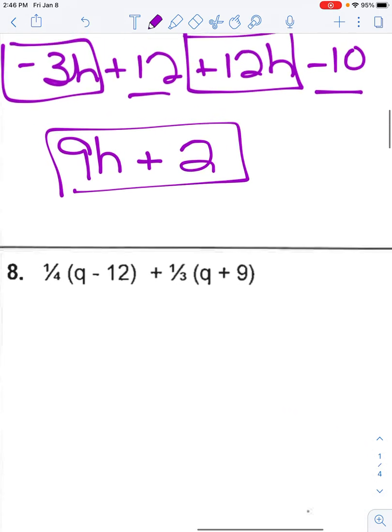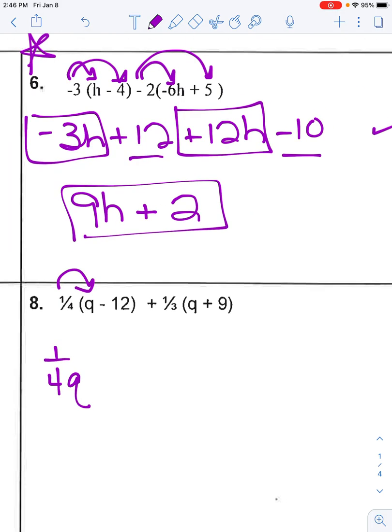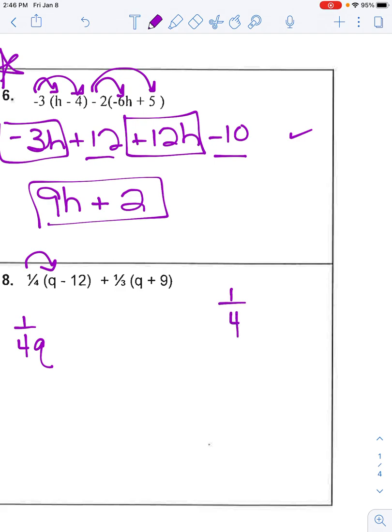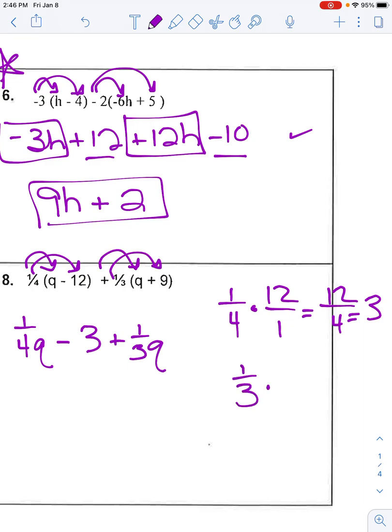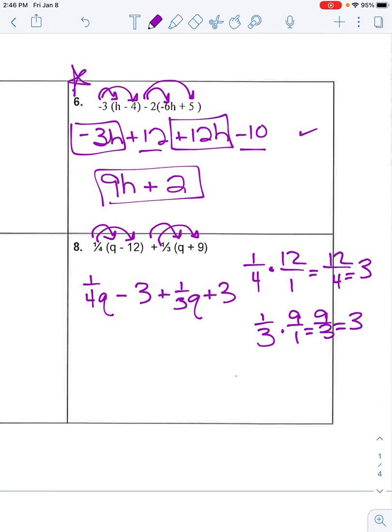Okay. Number 8, they threw in some fractions. 1/4 times q is 1/4 q. I'm going to show all my work. 1/4 times 12 is 12 over 4 or 3. Then it's going to be a negative 3. And then 1/3 times q is 1/3 q. And then I need to do 1/3 times 9, and it's going to be a positive 3.